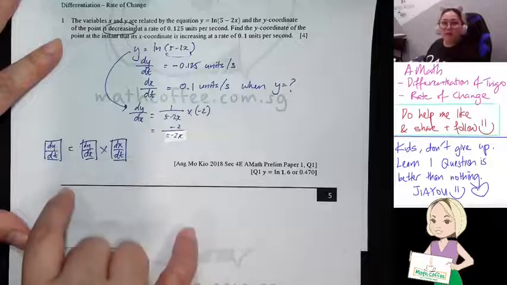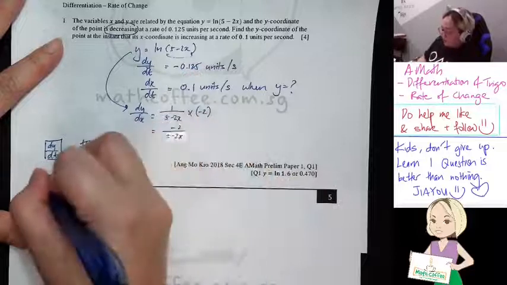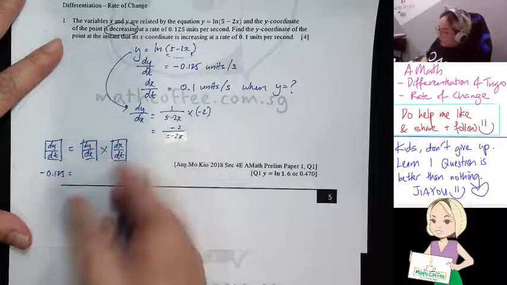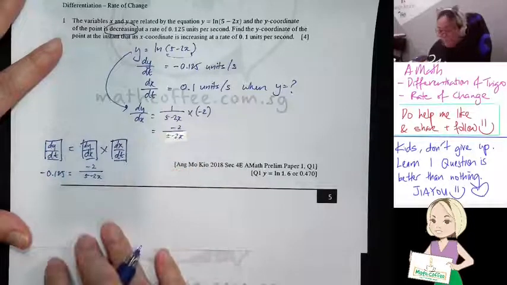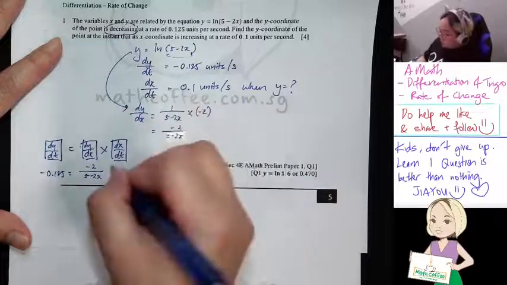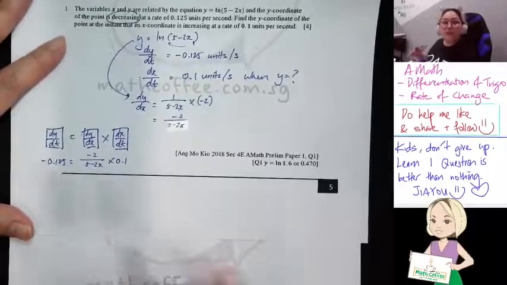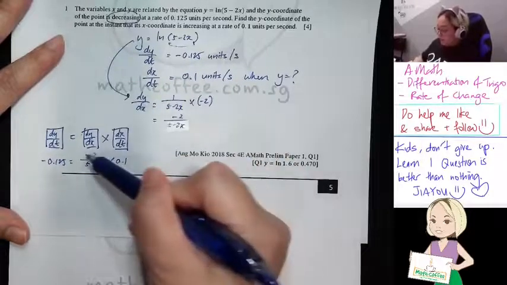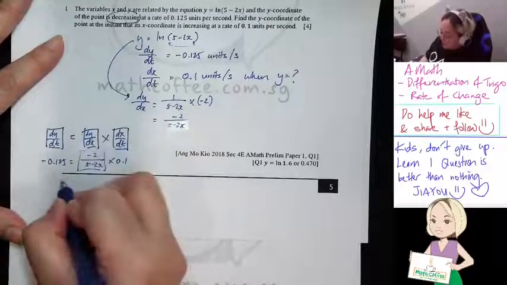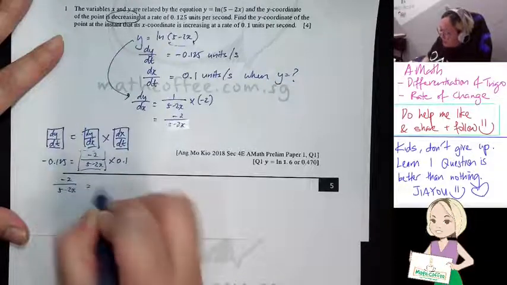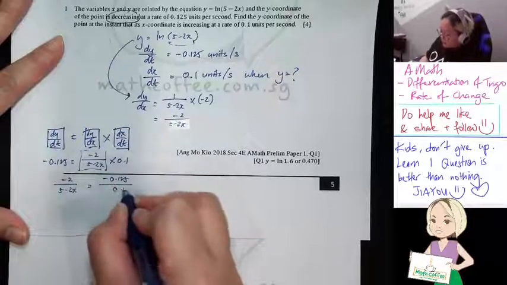Okay, so now let's put in the information that we have. dy/dt, they tell me is negative 0.125. This one I don't have, but I have the expression here, so it's minus 2 over 5 minus 2x. This one, dx/dt is 0.1, so it's times 0.1. Actually it's just like solving algebra. If I want to solve this, I'm going to make this the subject. It means minus 2 over 5 minus 2x equals negative 0.125 divided by 0.1.